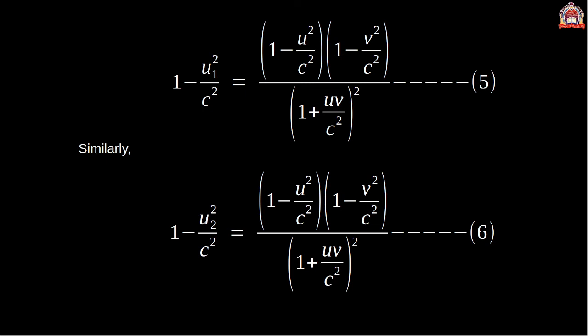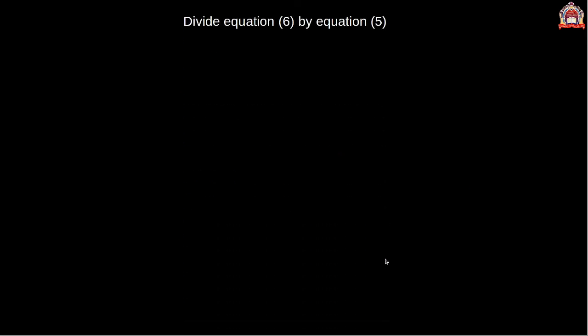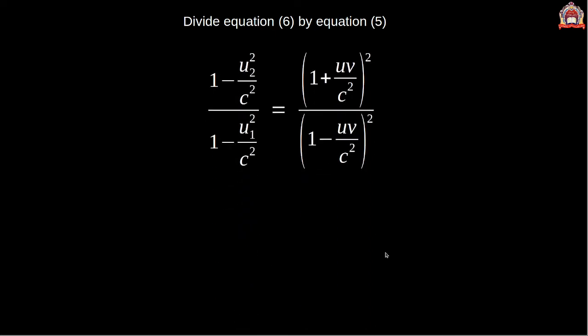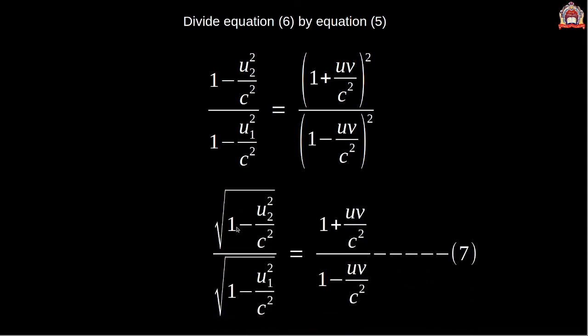So 1 minus u2 square by c square. In the numerator, we get 1 minus u square by c square times 1 minus v square by c square, whole divided by 1 plus uv by c square, bracket. Divide equation 6 by 5. So we get this equation. We get the square root of 1 minus u square by c square whole divided by the square root of 1 minus u1 square by c square, equal to 1 plus uv by c square over 1 minus uv by c square.